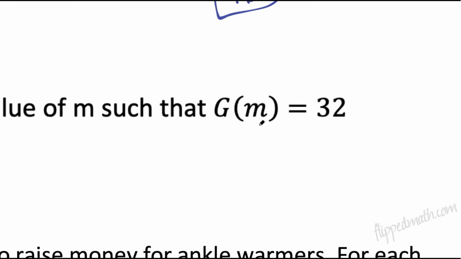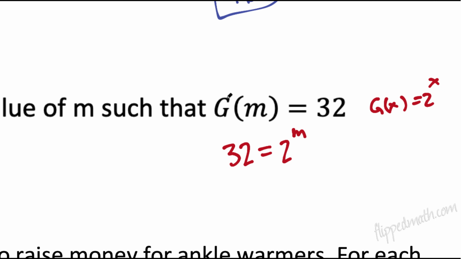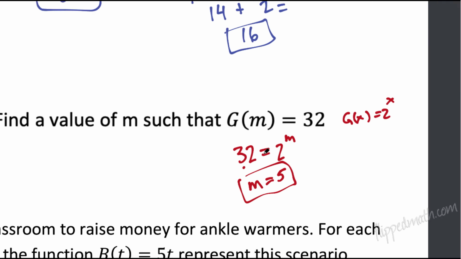G, find a value of m such that g of m is 32. All right, so if g of m is 32, then 32 equals 2 to the m. Now, where did I get that from? g of x equals 2 to the x. They're telling you g of m, so I have to change the variable to m. But g of m equals 32, so I'm just plugging a 32 in. So 2 to what power is 32? 2, 4, 8, 16, 32. We're going 5. m equals 5 here. So that one we just got to kind of figure out in our head because we don't know how to solve those equations. But those are the answers there.